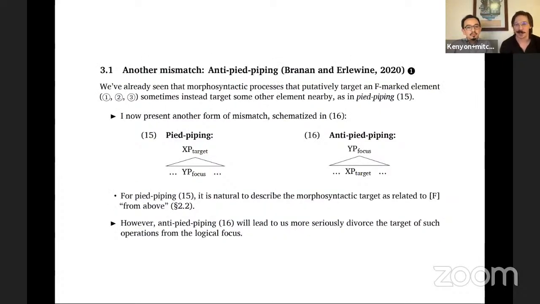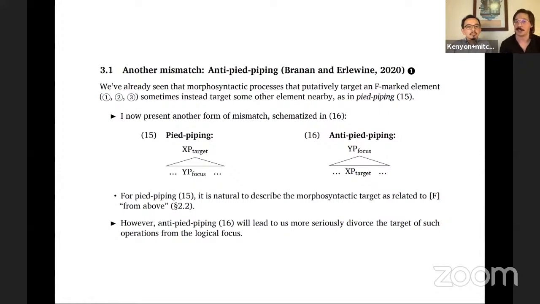Me and some other guy have called this anti-pied piping. So we've already seen that there are these morphosyntactic processes that putatively target an F-marked element, and sometimes they target another element nearby as in pied piping. So that's schematized in 15. What we see there abstractly is that there's something that is targeted for some syntactic process, maybe it's particle placement, maybe it's movement, and then within it, it contains the focus. It turns out there's another form of mismatch schematized in 16 called anti-pied piping, where the subscripts are reversed.